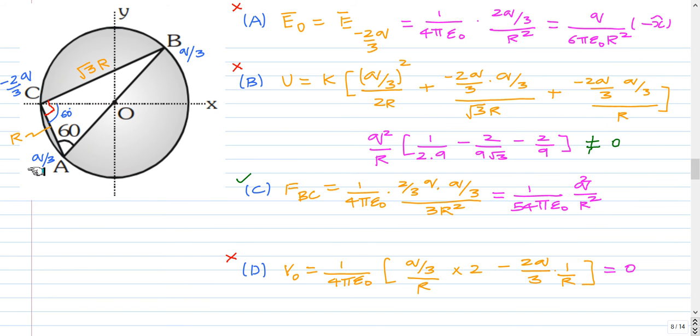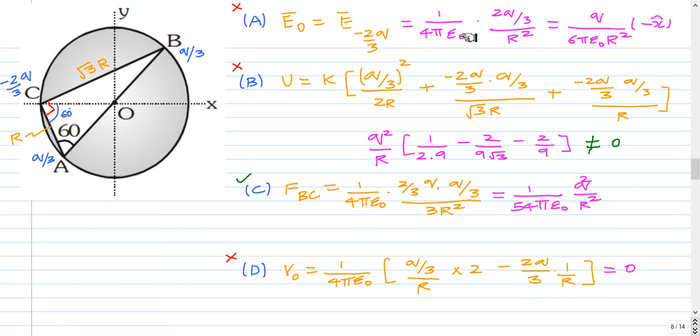So the charges plus q by 3 and plus q by 3 are kept at the points A and B, and a charge minus 2 by 3 q is kept at point C. For option A, we have to find the electric field at point O, that is the origin, the center of the circle. The electric field due to plus q by 3 at A and B will cancel each other because they are diametrically opposite, and electric field is the force on a unit positive charge kept at O. So the electric field due to A and B will cancel, so there will be electric field contribution only due to minus 2 by 3 q.